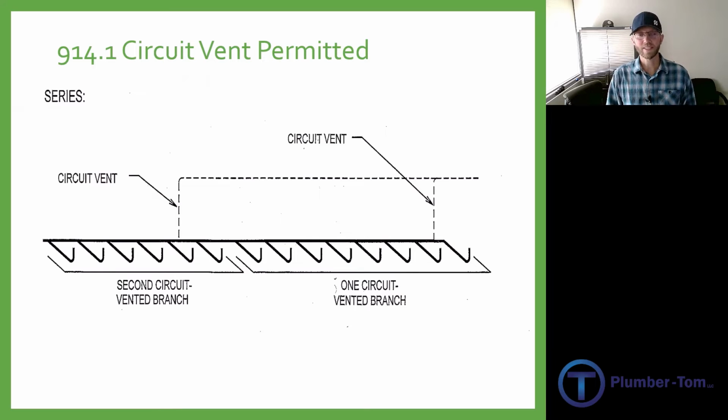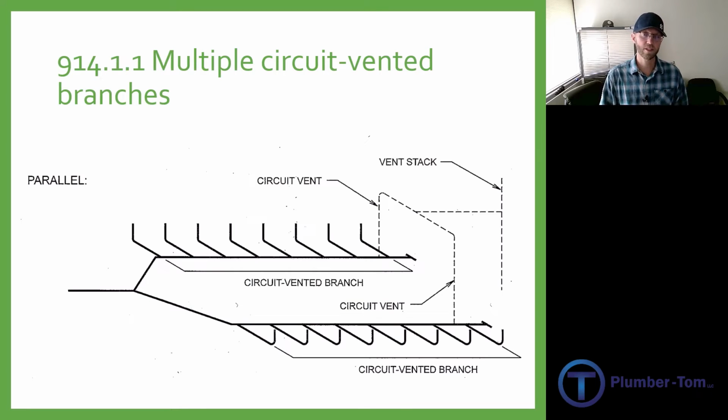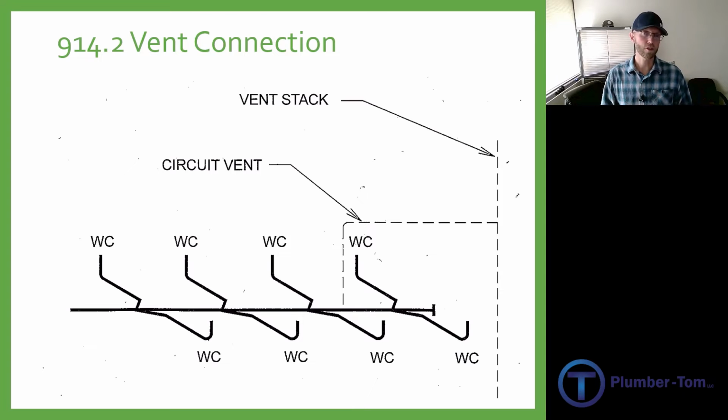In this diagram, we see that once you have completed a circuit that's 8 fixtures connecting to that horizontal branch, you can start over a new circuit, establishing a second circuit downstream, and we just add another circuit vent. You can tie those together. Here's another example of multiple circuit vents. These are obviously in different restroom areas, but 2 circuits being laid out and vented, tied together, and run to the vent stack. Another option is to run fixtures back to back.